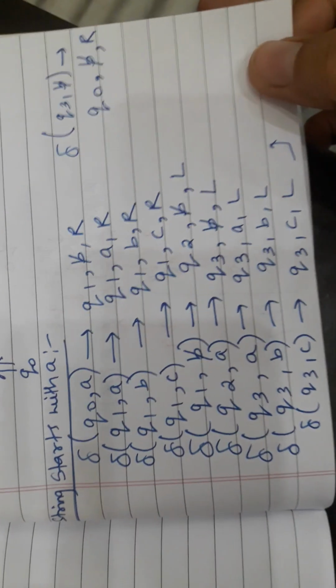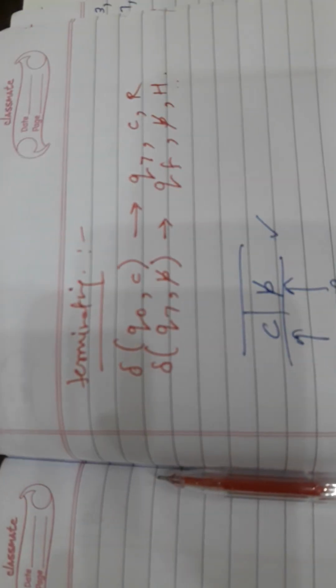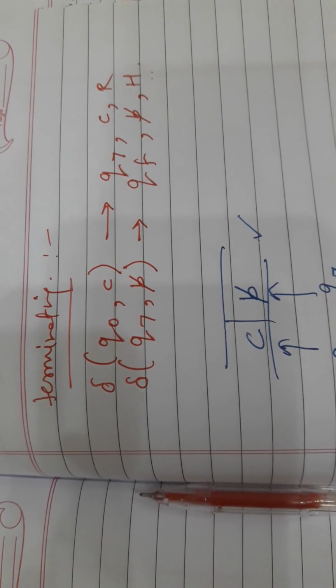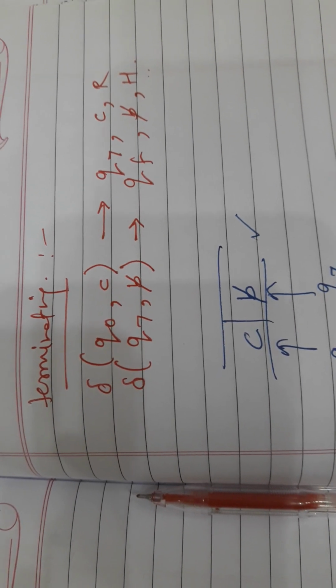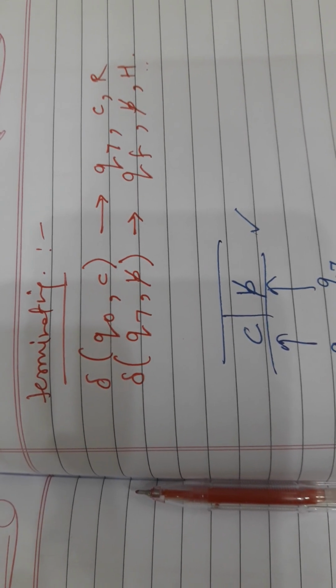So this is the complete answer, where you will have to specify what happens if the string starts with A. Next, what happens if the string starts with B, and then write the terminating condition. If you wish, you can also draw the diagram for this Turing machine, but writing the tuple representation is compulsory.